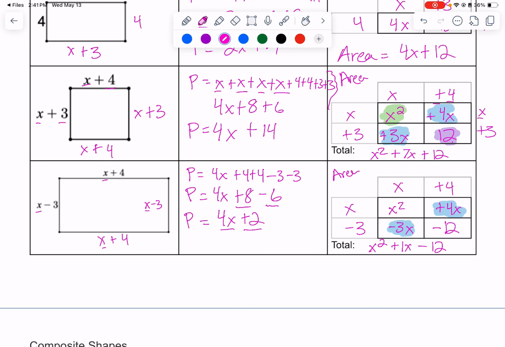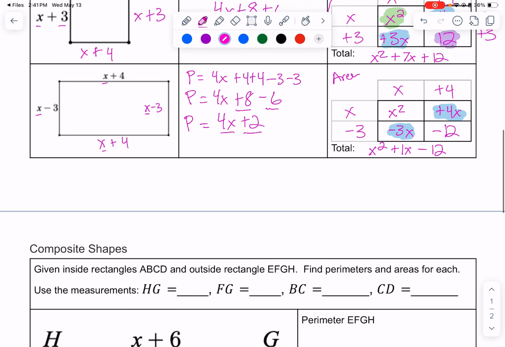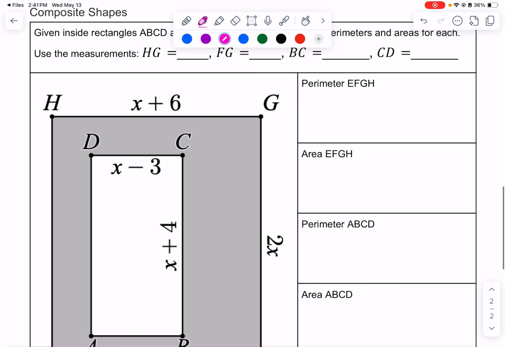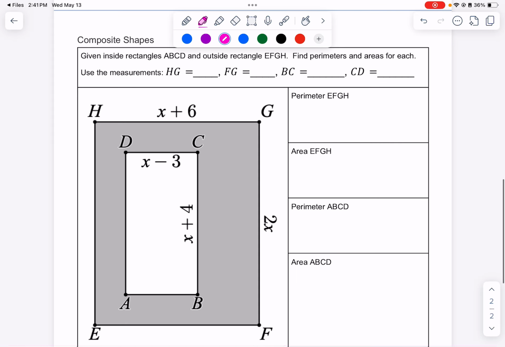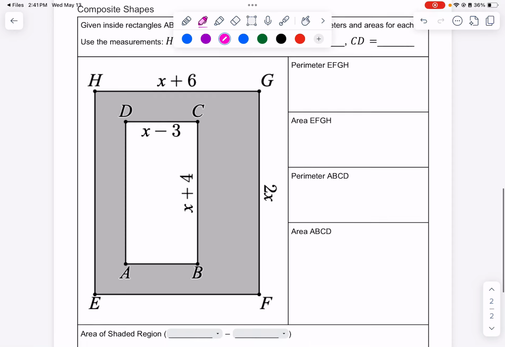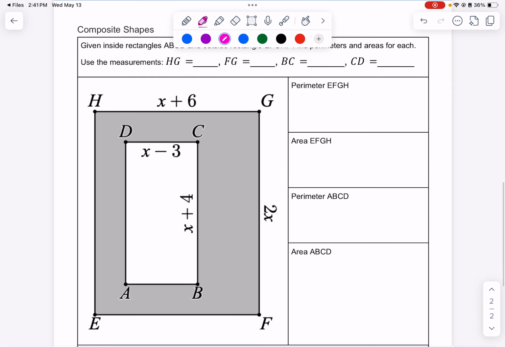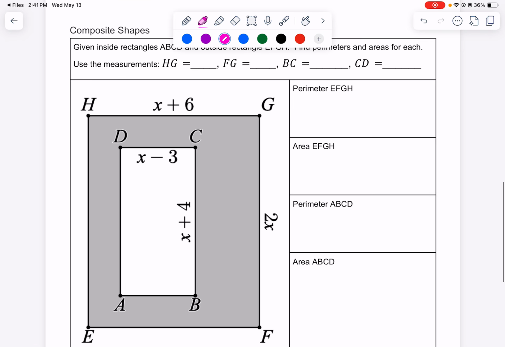Okay, all of these were just more of a warm-up for our actual geometric question. So let's take a look at this. It's got a lot going on. First of all, I have a couple of perimeter questions and then area questions. Perimeter, remember, is just adding up all the sides around. Let's go ahead and mark some of the information here. It says HG is x plus 6. Okay. FG is 2x.